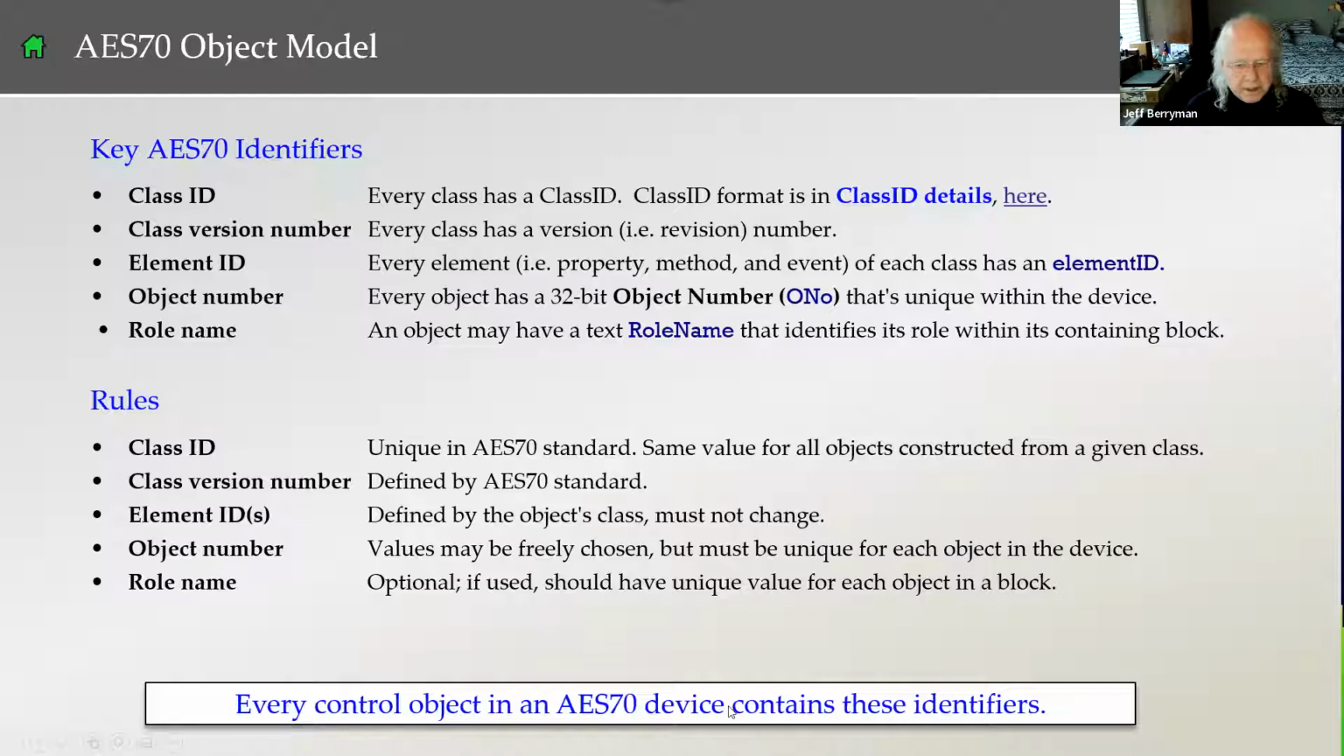Every control object in an AES70 device contains these identifiers. These identifiers, of course, are also important in the protocol. If you actually look at the signal going along the wire, if a controller is trying to call a particular method to have a certain effect, the controller will need to specify the object number, which is the object to be affected, and the element ID, which is the ID of the method within that object that is to be invoked. So these two things in particular are key for any protocol that is defined for AES70.